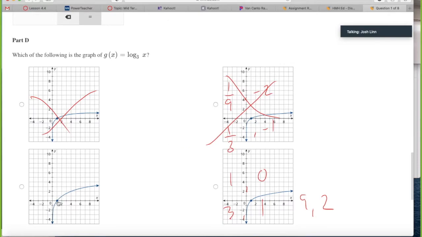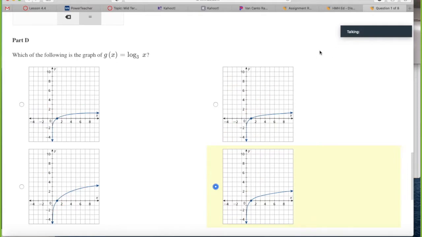1, 0. 3, 1. So it must be here. Let's just verify. 1, 0. 3, 1. And then 9, 2. Yep. So there's our graph.